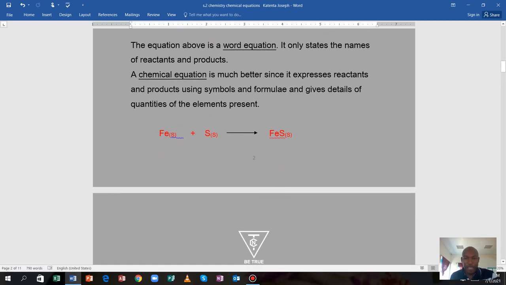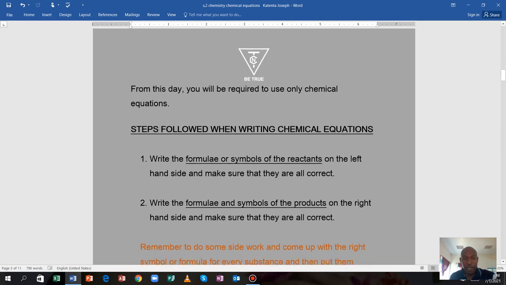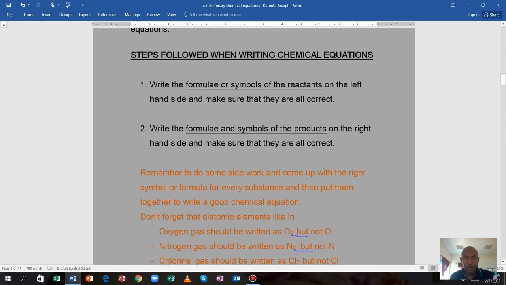For example, it expresses the reactants and products using symbols and formulae, but it also tells us how much of each reactant and how much of the product is formed. For example, here it tells us that we have one atom of sulfur combining with one atom of iron to form one molecule of iron 2 sulfide. The equation also tells us that iron is a solid, sulfur is a solid, and the product formed, iron 2 sulfide, is a solid. So from now on, you will be required to write chemical equations but not word equations.